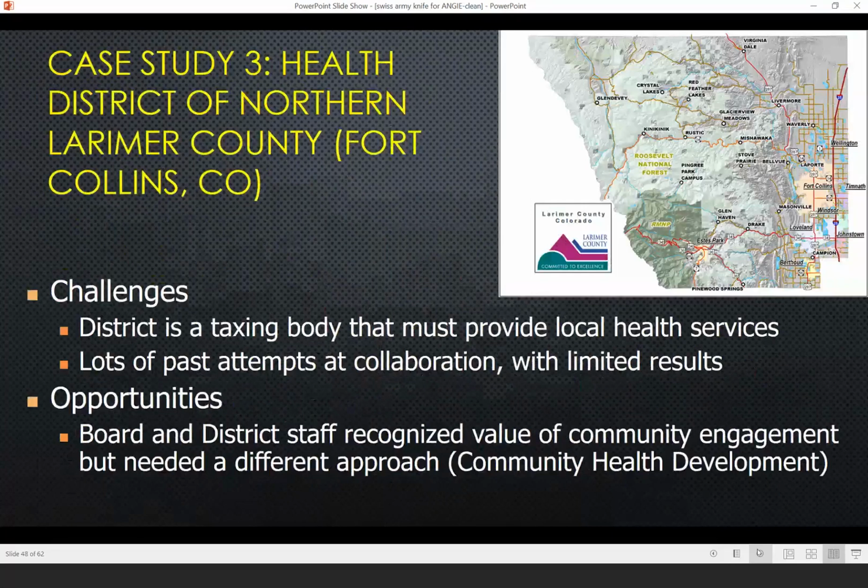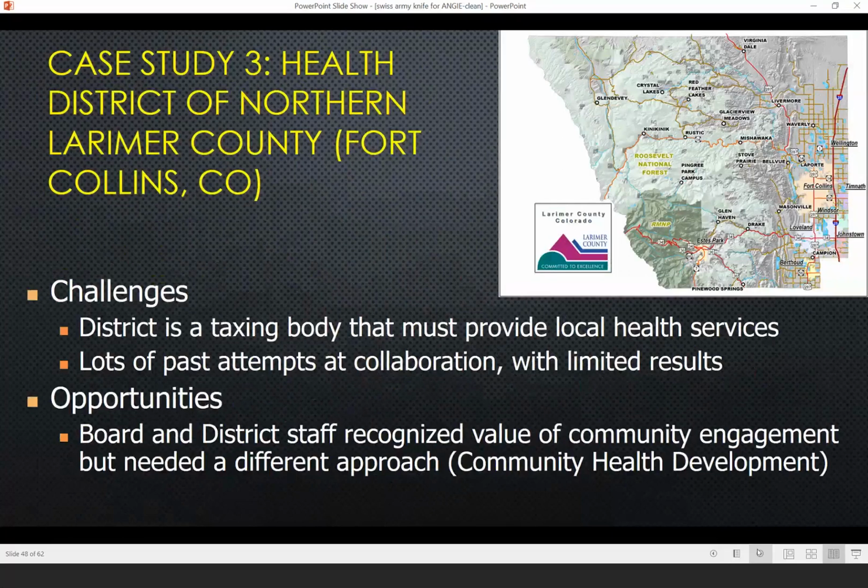But the third case study, Larimer County, is in Fort Collins, Colorado. Larimer County has a thing called the Health District of Northern Larimer County, so the northern two-thirds of the county. Health districts in Colorado, like 7 or 8 other states, Texas has them as well, are taxing bodies that can actually levy taxes to support health services. Most of them run hospitals.